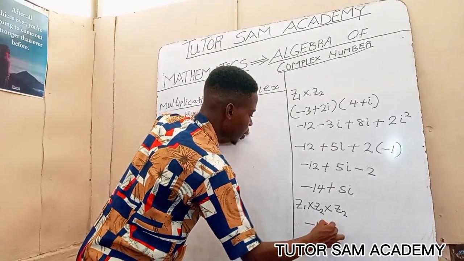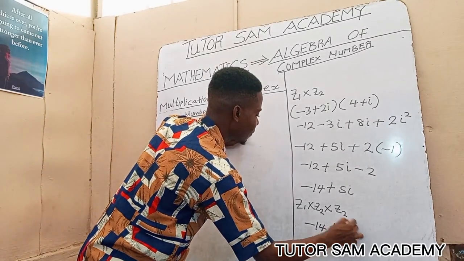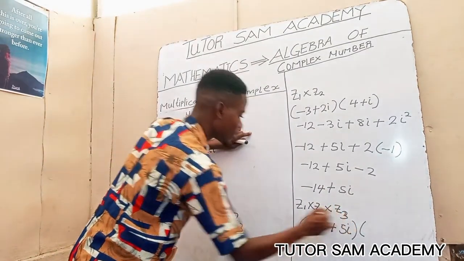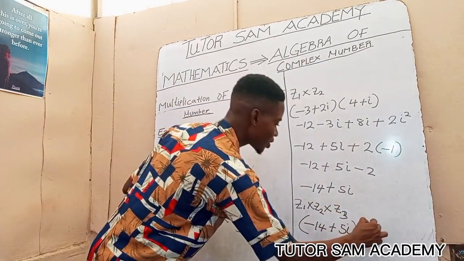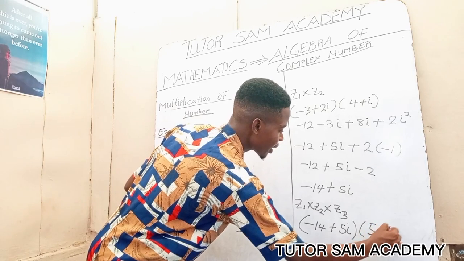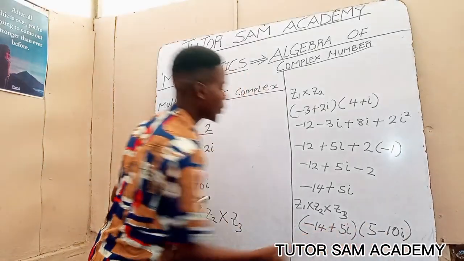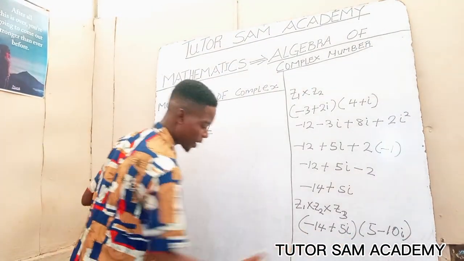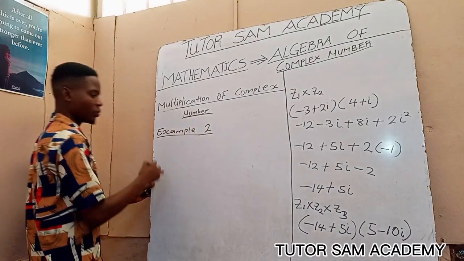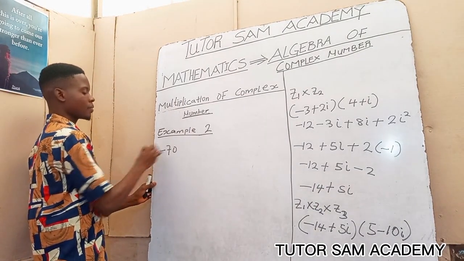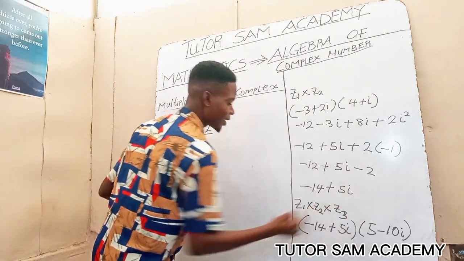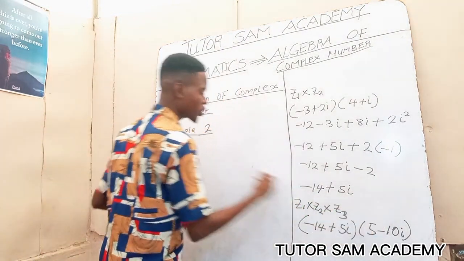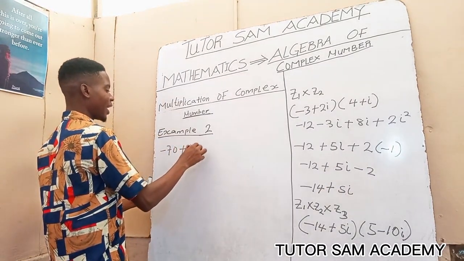So z1 multiplied by z2 multiplied by z3 will be equivalent to minus 14 plus 5i multiplied by z3. z3 is 5 minus 10i. So I'm going to solve this last part here. This is minus 14 multiplied by 5, which is minus 70. Minus 14 multiplied by minus 10i, because this is minus times minus, is going to give us plus 140i.